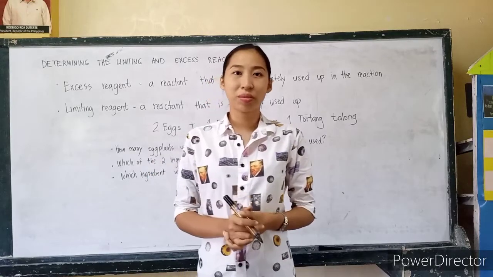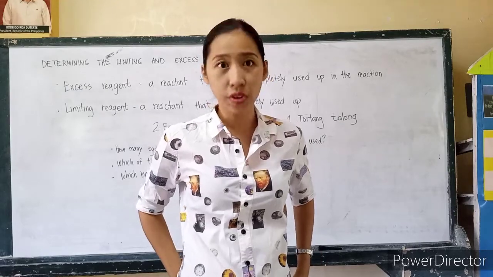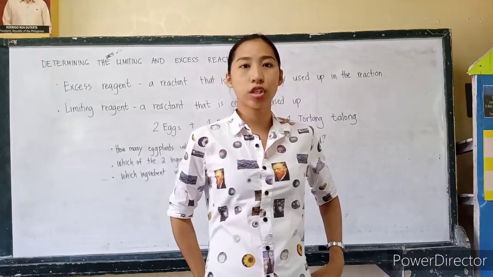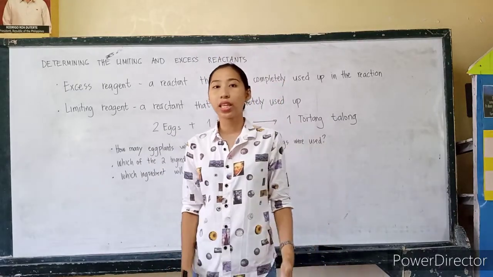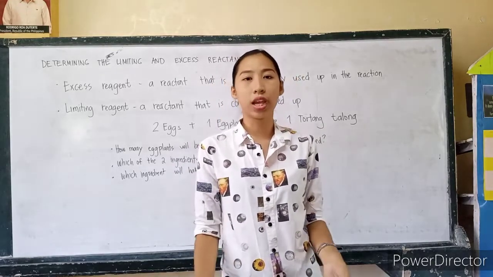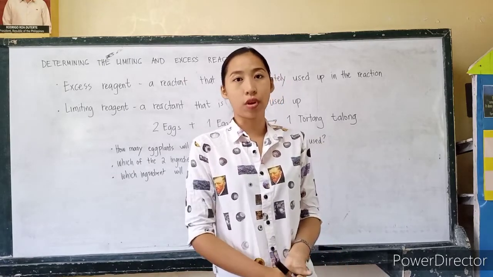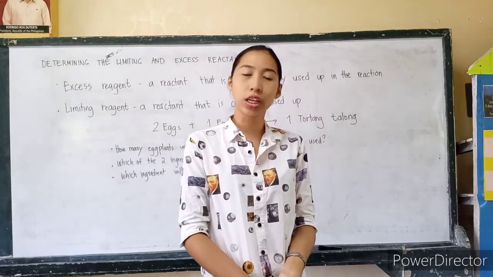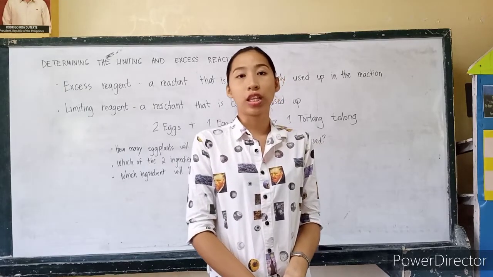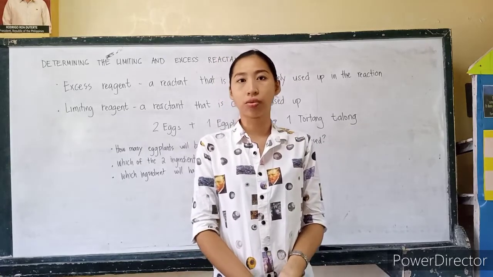Hi everyone, and welcome back to the second part of our quarter 3 module 10, which is all about limiting reactants and percent yield. So today, I discussed balancing equations, which is the first part in calculating or determining the limiting reactant and the excess reactant.